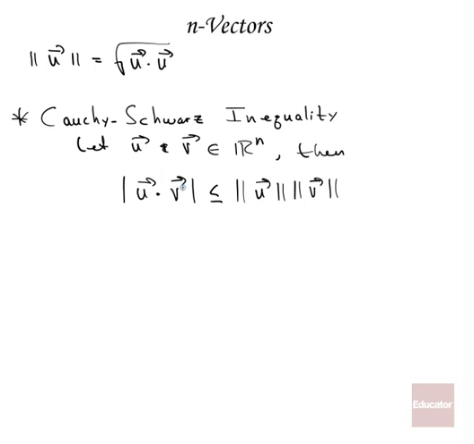Sometimes u dot v will be negative. Sometimes it'll be positive. That's why these absolute value signs are here. Well, magnitudes are always positive, so we don't have to worry about absolutes here. What this says is that if I have two random vectors, and I take the dot product of those vectors, the absolute value of the dot product is always going to be less than or equal to the product of the magnitudes. It's placing an upper limit on what the dot product can be.